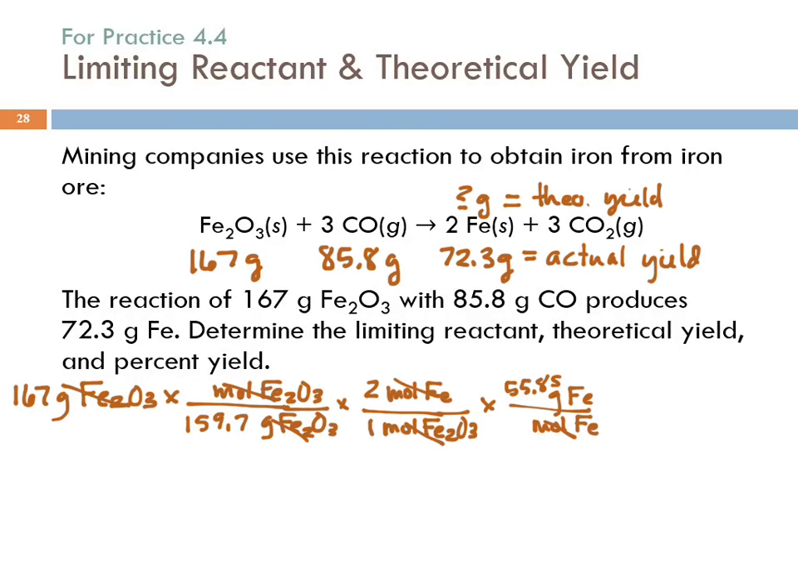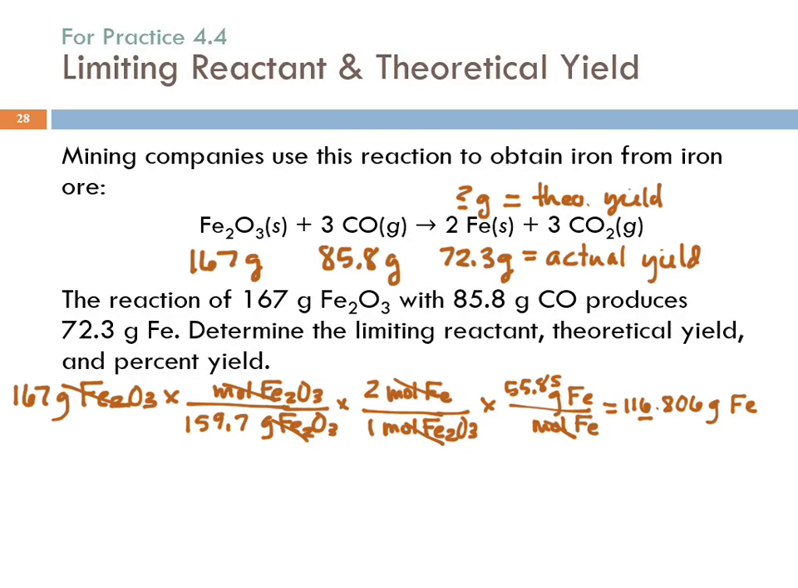So 167 divided by 159.7 times 2 times 55.85. I'm going to write down more digits this time because this is not a final answer, is it? We may need to use this number in another calculation. So it would really only have 3 sig figs, but I'm just going to put a couple extras down. So 116. Anybody else get that?